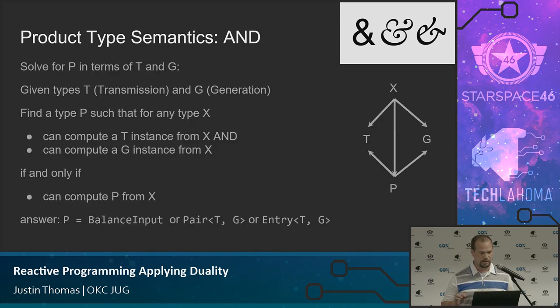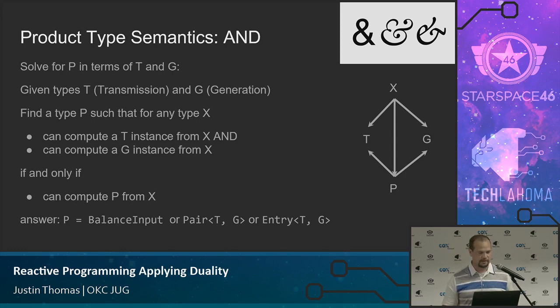BalanceInput, whatever. Okay, so this is the hardest slide, maybe equal to the hardest slide in the whole talk. So if you want to tune out at this point, feel free. I just want to give at least some formality to this, and if this is sort of too much, then don't worry about it. But basically, the idea is I have two objects, T and G, that's transmission and generation, two types, two Java classes. The product P is a solution to this problem.